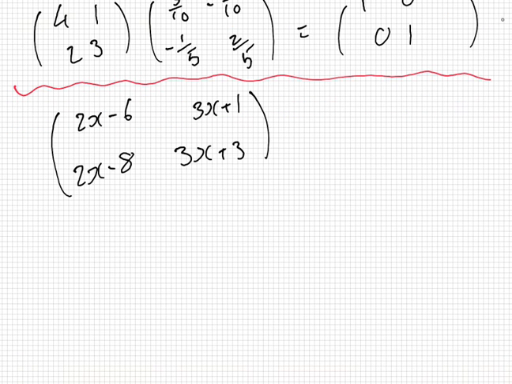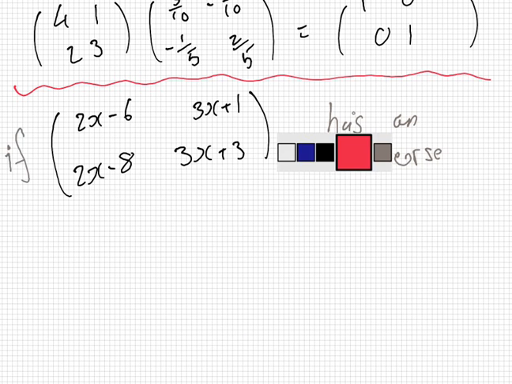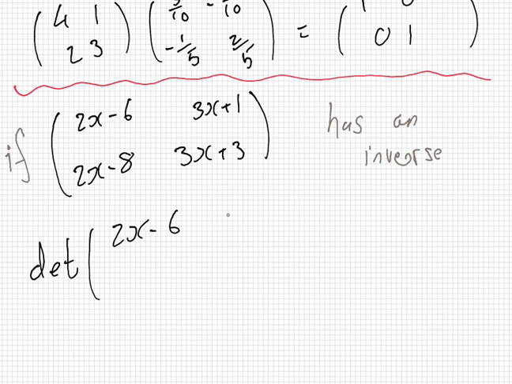Yes. Okay, so I tell you that this one here has an inverse. What's the question? Find x. It's number 3a, and the question is find x if this has an inverse. So if it has an inverse, what do we know about its determinant? Very good. Its determinant is not equal to 0.